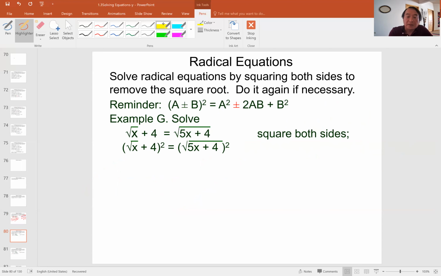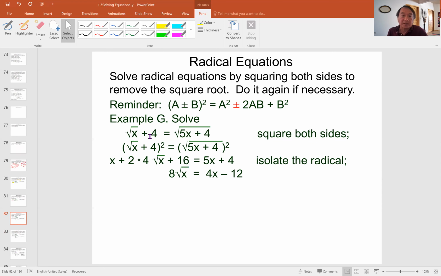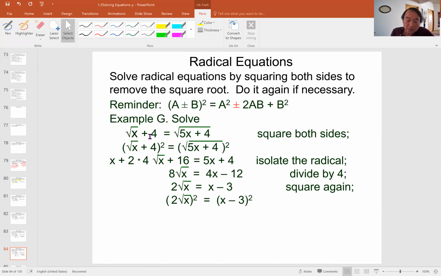And this is where the formula comes in, because when you square the sum, it doesn't come out quite clean. It has a square root of x in the middle, which still persists, meaning you have to do the squaring one more time to get rid of that square root of x. Before we do that, we clean it up to make the squaring a lot easier. So we move terms to one side and we can divide by 4, divide by 4. So I get these versions. Now square again to remove the square root.